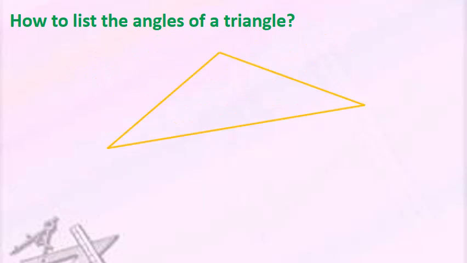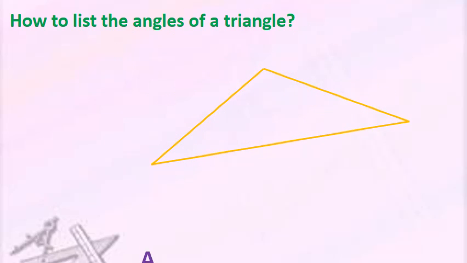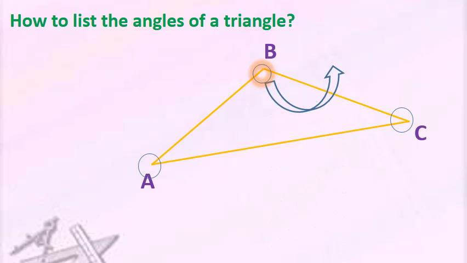Again, we have this triangle, and we have the vertices A, B, C. Now we're going to name the angle on this vertex. We need both extremities, A and C. Now we start naming it. The angle is ABC. Then we're going to put the sign of the angle above it. So this is angle ABC.